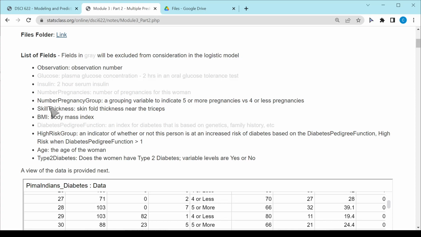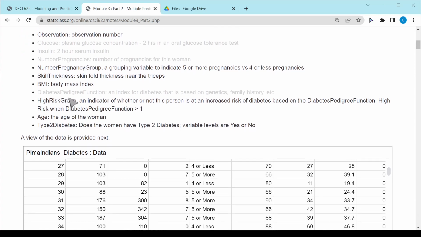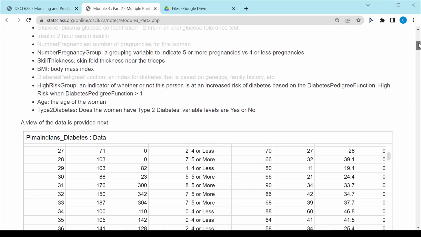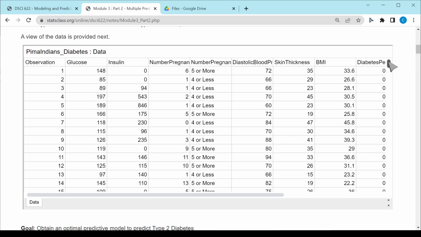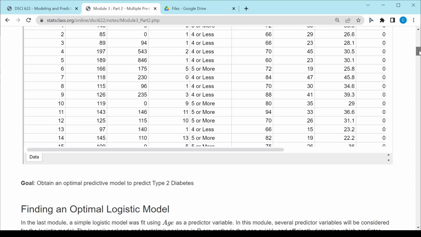And those include the number of pregnancies. This is a grouping variable to indicate 5 or more or 4 or fewer pregnancies. Skin thickness, BMI, the high risk group. That comes from the diabetes pedigree function, so if that value is greater than 1, I identified that as a high risk group. The age, and then finally the response here is just type 2 diabetes, whether or not the woman has diabetes, and that is at a binary level, yes or no. Here's the data. It's the same data that we had in the previous module, so I'll skip that.